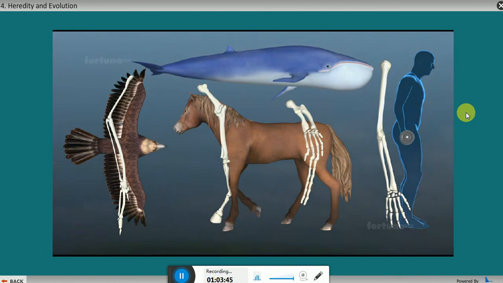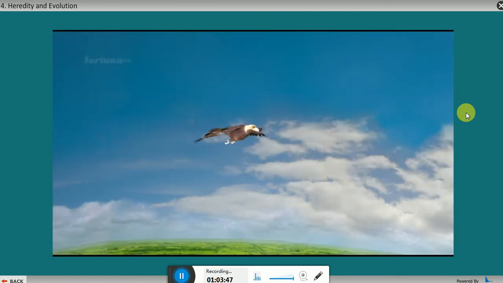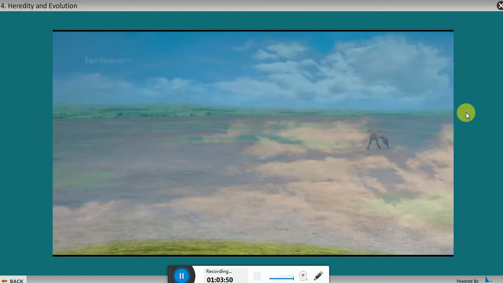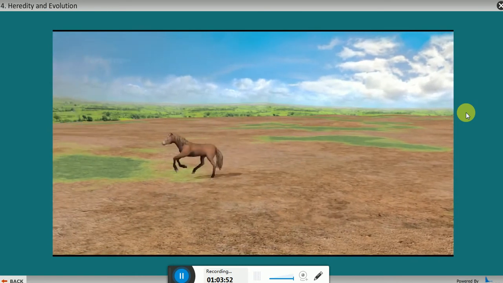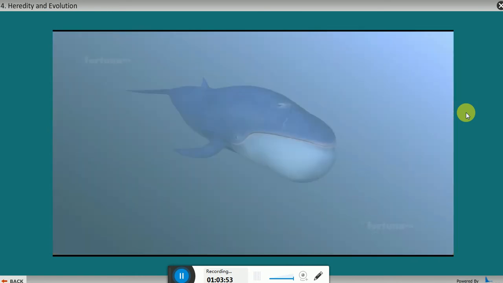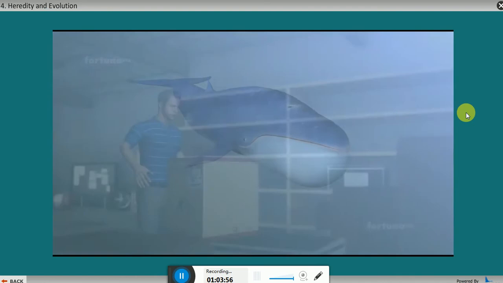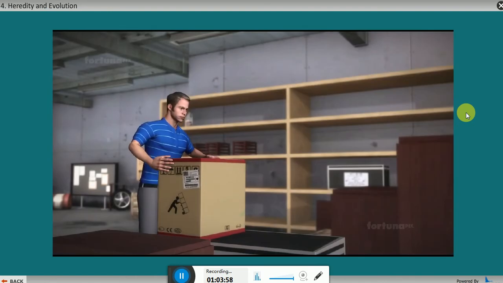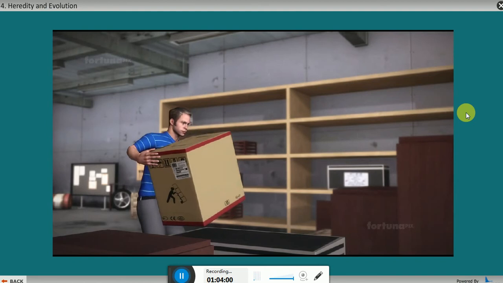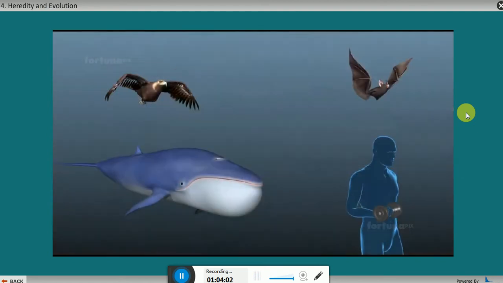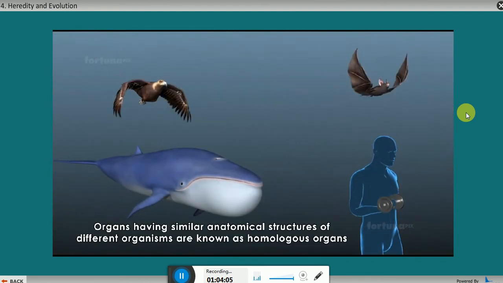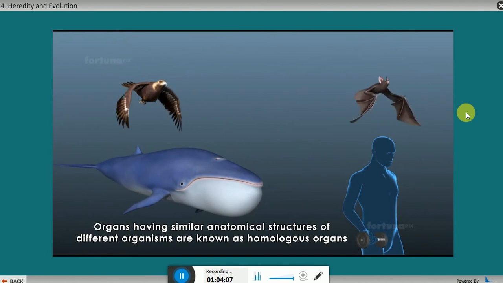Wings help during flight. Legs help in running. Flippers help in swimming. And hands help with a wide variety of activities. Organs having similar anatomical structures of different organisms are known as homologous organs.